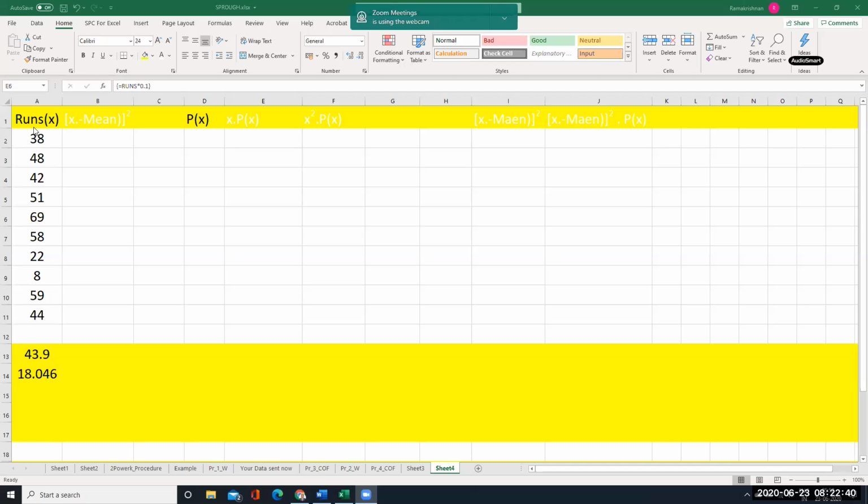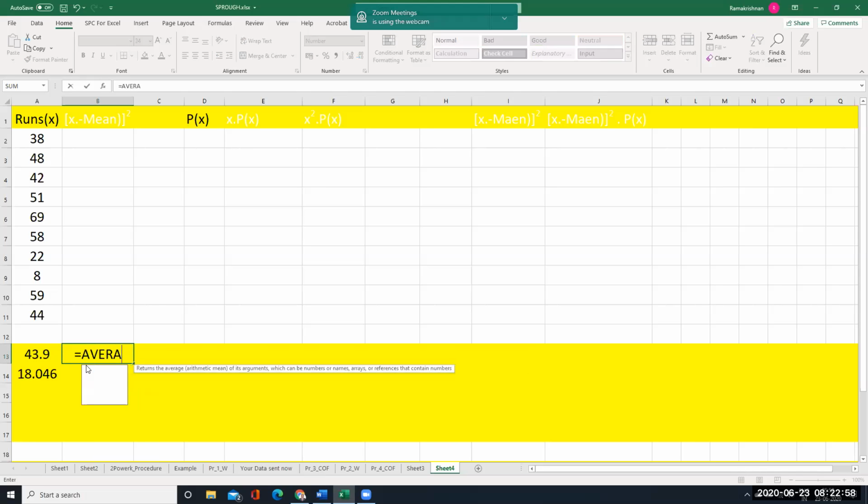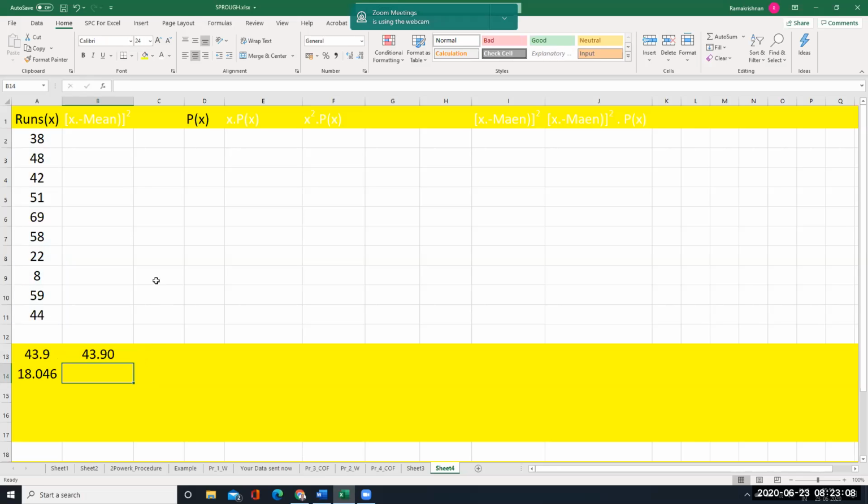I'll share the screen. The runs given are here, the 10 data are given here, 38 to 44. What I will do is I'll try to find out the mean first. That can be obtained by putting a simple formula, equal to average of run. I have given the name run for this column. I get this value 43.9, right?